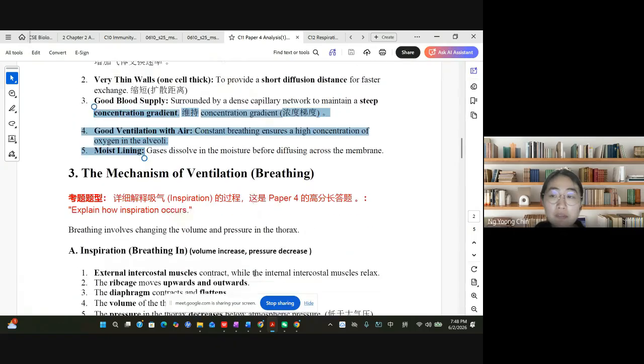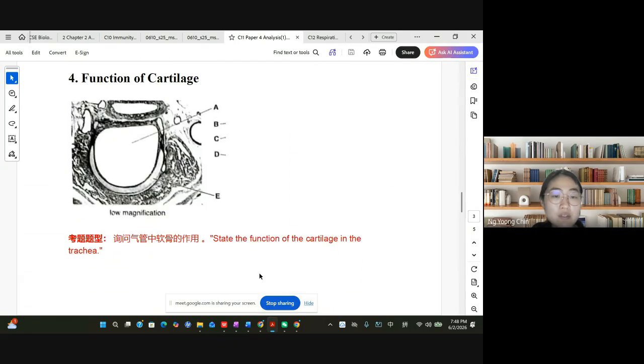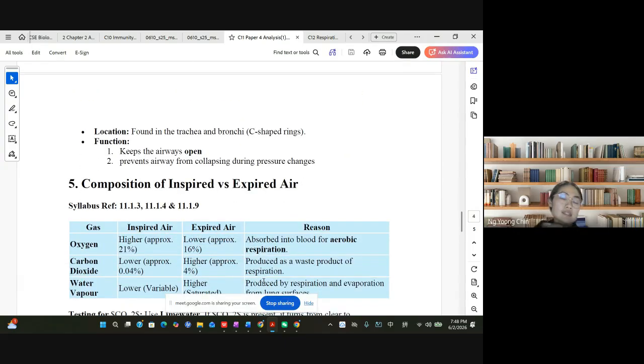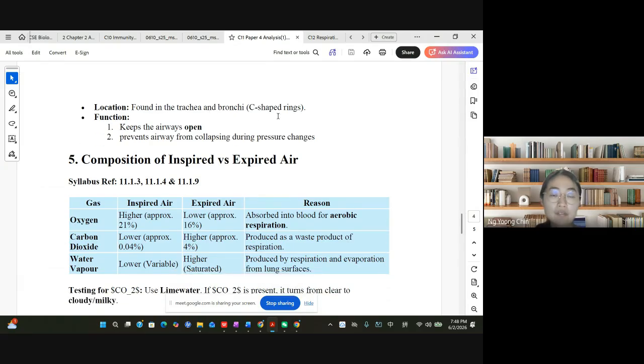And it has been covered in exams before. Generally for this one, it's like this. Function of cartilage: keep the airway open. And there are about 2 locations that consist of this cartilage, which are the trachea and bronchi. Only these 2 locations. You cannot find cartilage in the bronchiole. Only trachea and bronchi, which is made from C-shaped rings.